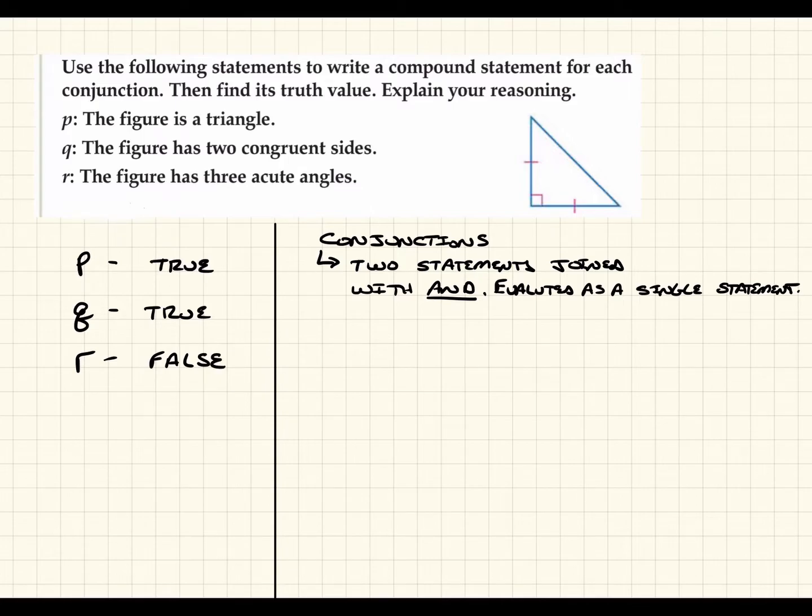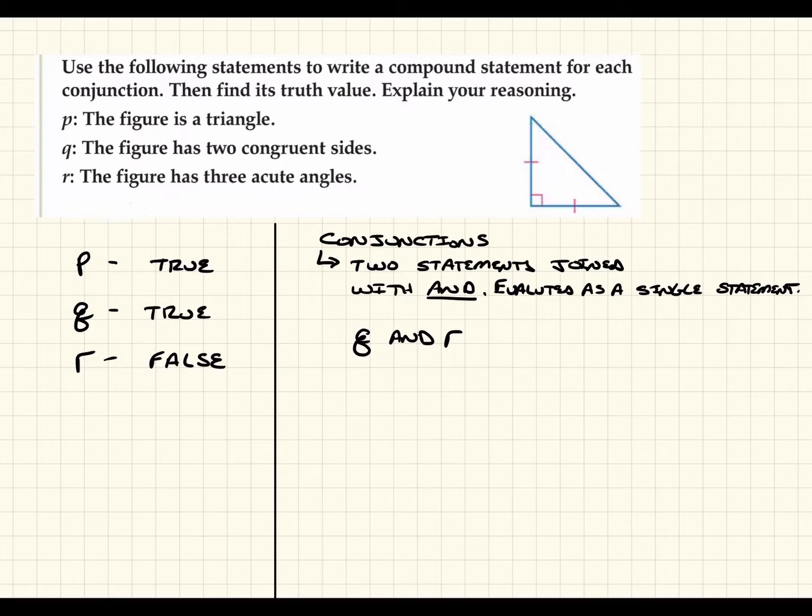The last example was an example of a conjunction being true. Let's take a look at another conjunction. What if we were to make a conjunction out of statements Q and R? So we have Q and R. Statement Q is that the figure has two congruent sides. Statement R is that the figure has three acute angles. We had previously determined that statement Q is true. However, statement R is false, because the figure only has two acute angles.